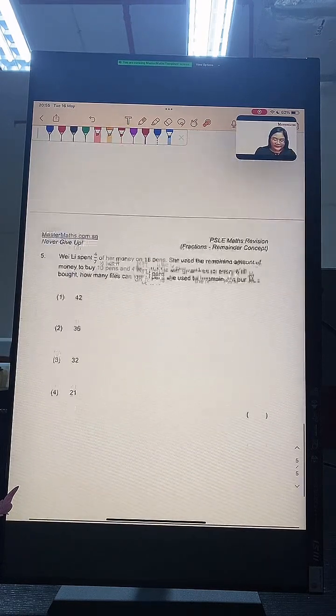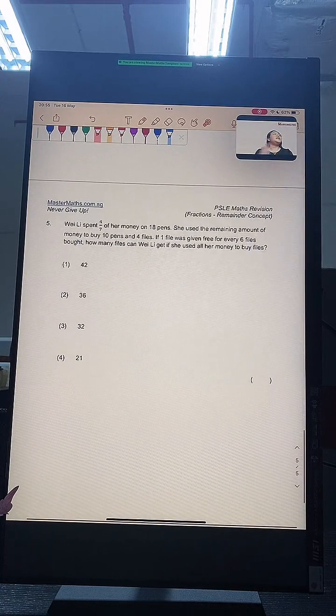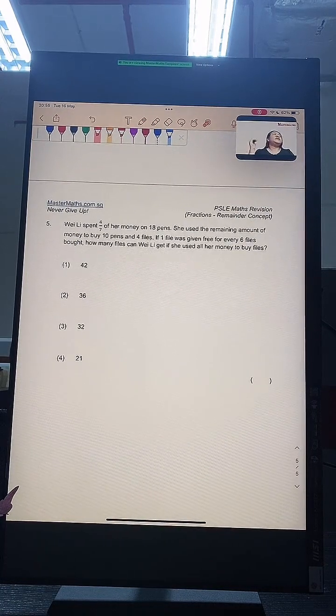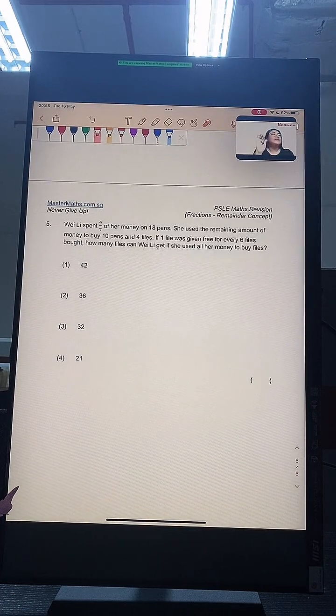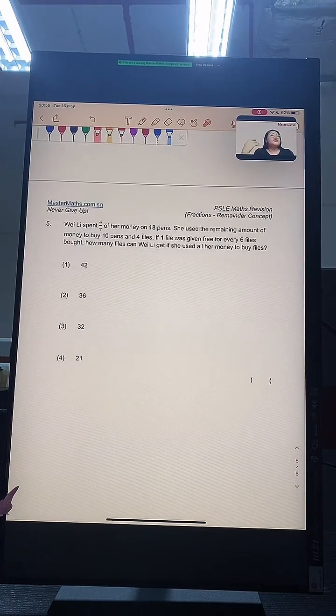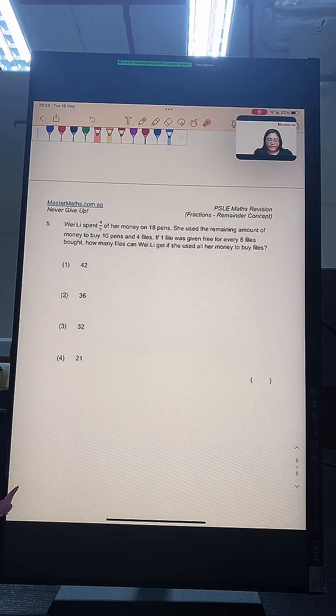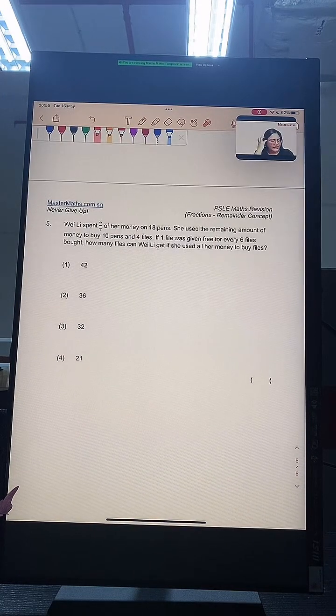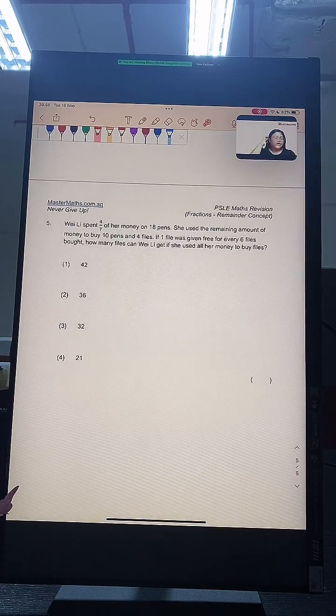Let's move on to the last question. This last question is slightly different. We will use a different method, okay? Recall, I mentioned "of the remaining." That means we use the branching method. But for this question, let's see what we have here.